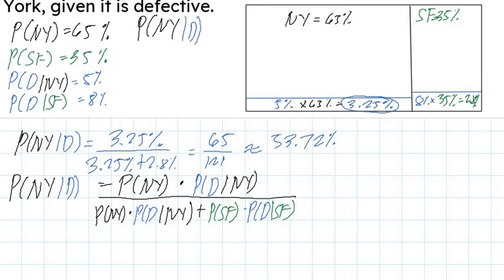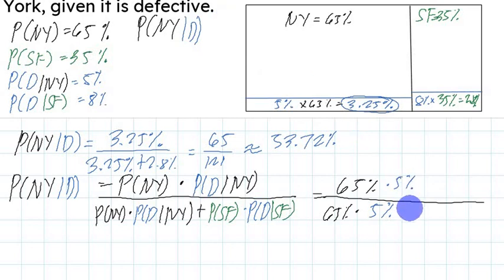And this will give us the following values. 65% times 5%. That's what we did up there. All over the same number, 65% times 5% plus the one from San Francisco, 35% multiplied by this probability of 8%, which will still give us the same result. That's another example of Bayes' theorem.